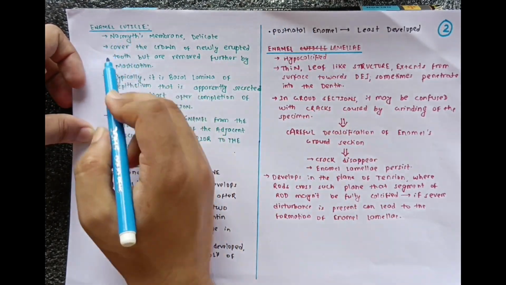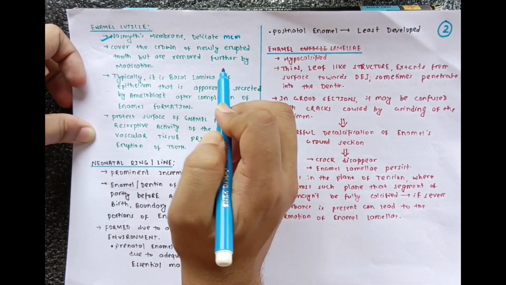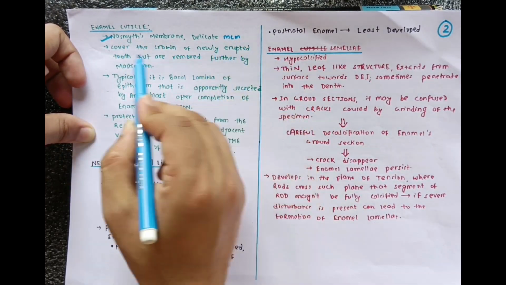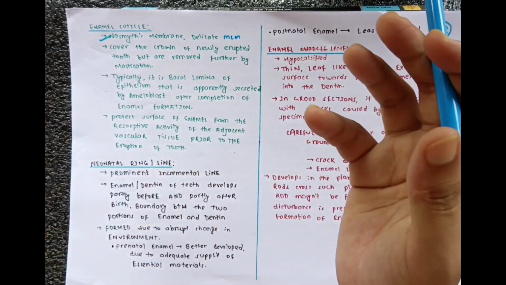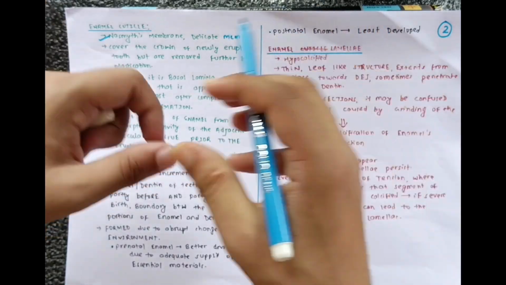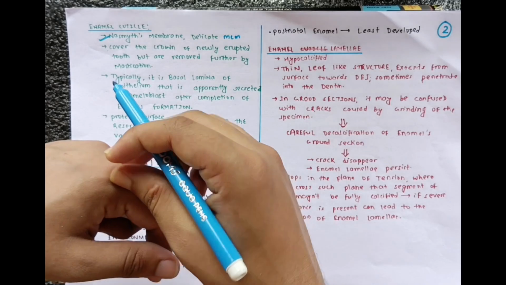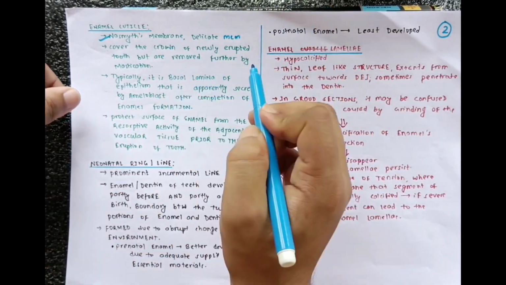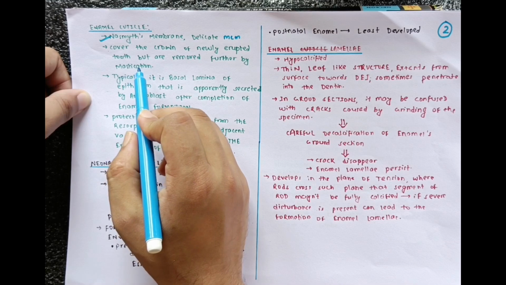Enamel cuticle is also known as Nasmyth's membrane, and that is a delicate membrane. It covers the crown of the newly erupted tooth, but is removed later by mastication. So in the newly erupted tooth there is a presence of the enamel cuticle, but after the application of regular masticatory forces on the tooth, the enamel cuticle gets removed and disturbed, so there is absence of enamel cuticle in older teeth.